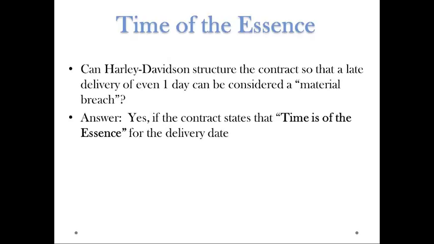What if Harley-Davidson wanted to take the position in the contract that it negotiated with Firestone that they want those tires delivered by March 1st? They have their reasons, and by golly, if those things are late at all, they want to take the position it's a material breach and they can reject the shipment. You can do that under the UCC, but to do that, you have to put in the contract that delivery date is a matter. What you say is time is of the essence for delivery date. And when you have that, any late delivery at all makes it a material breach.